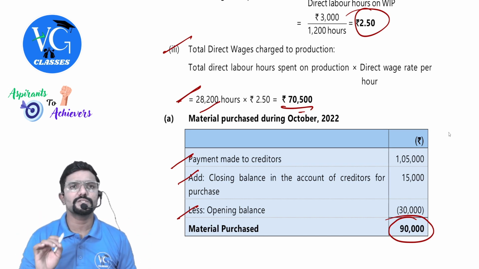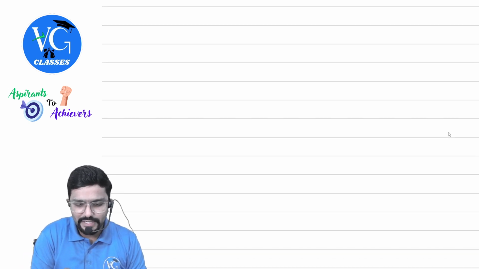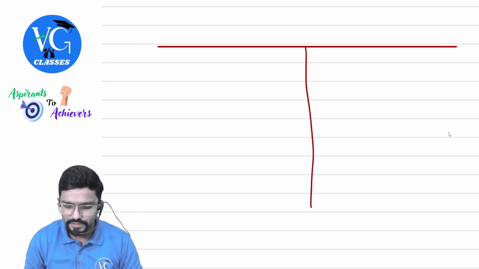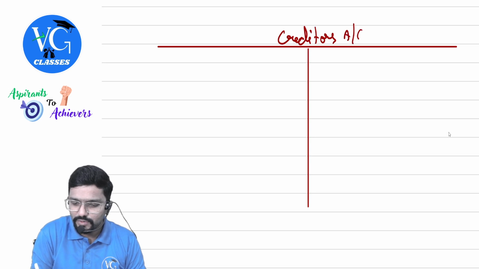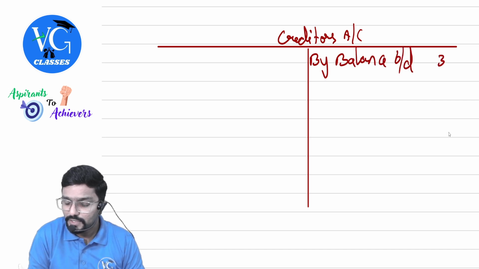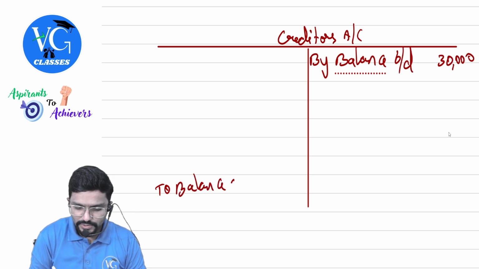Sir, can I find out this through an account, sir? Yes. For example, if I am drawing an account instead of a statement, they have done it as a statement. Can I do it as an account, sir? Yes, you can do it. Nothing wrong. So assume creditors account by balance brought down. How much is the opening balance? 30,000. To balance carried down, closing balance.